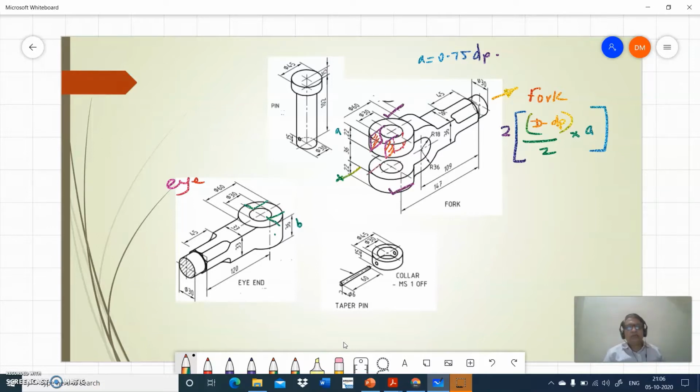I am going to get two more areas of failure in shear. This is shear and this is also shear. So in total, the resisting area will be twice of D minus DP upon 2 into A. This is the total resisting area, and this resisting area is multiplied by stress.